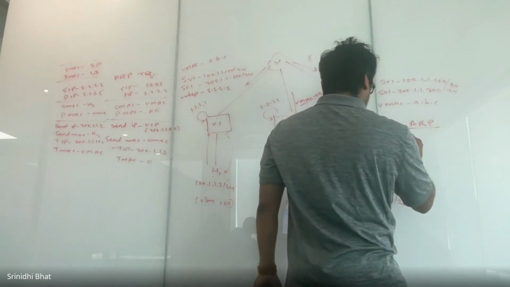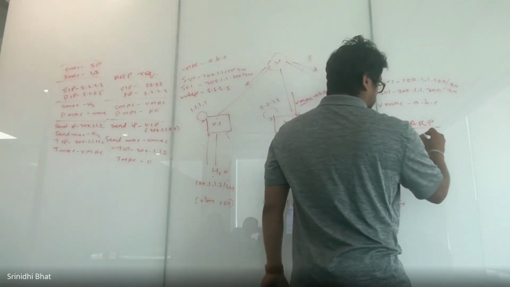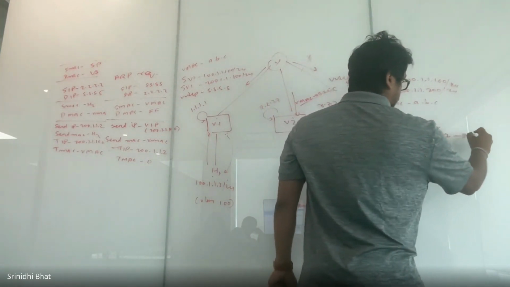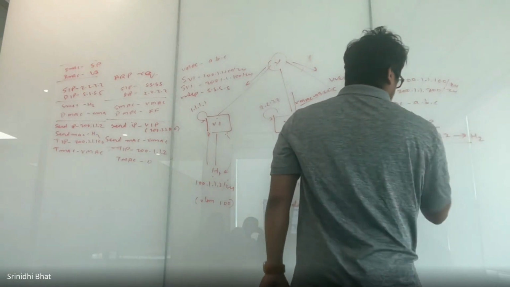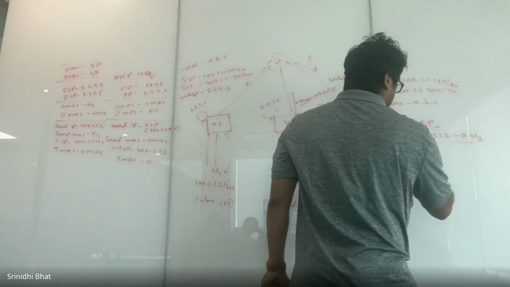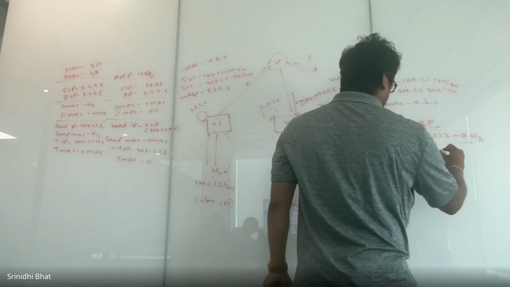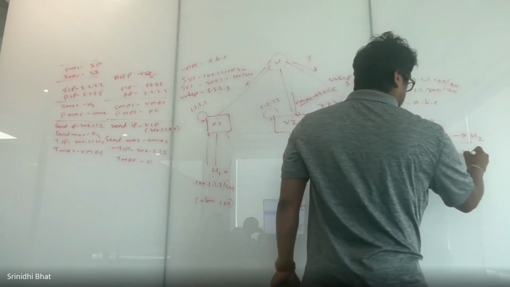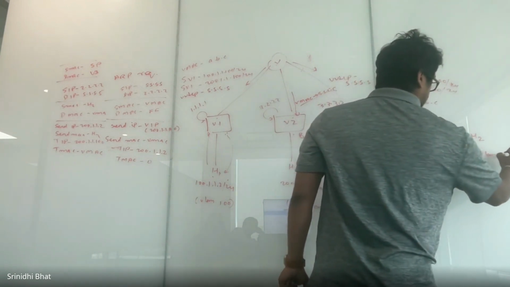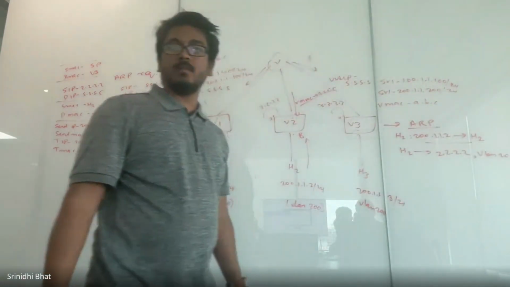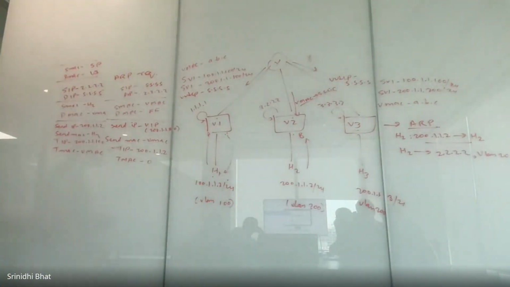इसका ARP learn करेगा H2 का, 200.1.1.2 MAC address of H2. And also it will learn the MAC address also. In the MAC address table, it will learn, which will be pointing to 2222, VLAN 200. All clear? Yes. Till now, ARP will be learned.